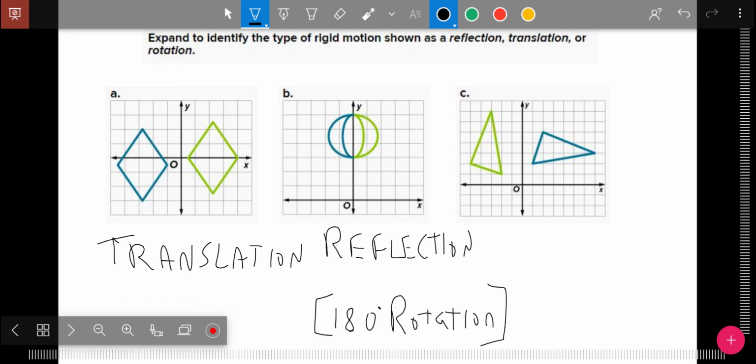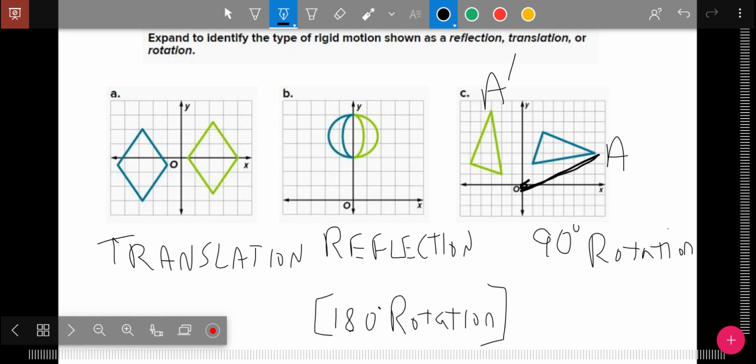And then this one is a rotation, or if I wanted to be specific, a 90-degree rotation. Sometimes I get the question, how did I know it was 90 degrees? Well, let's say I call this one A and this one up here A image. From the origin, which we're rotating around, the distance to A is the same as the distance to A image. And if I measured that, it would be a 90-degree angle. So it was a 90-degree rotation.